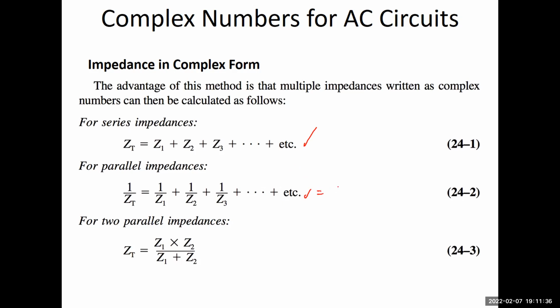Or, di ba? That is equal to Z sub T is equal to 1 all over 1 over Z sub 1 plus 1 over Z sub 2 plus 1 over Z sub 3 plus dot dot plus 1 over Z sub n. And also, if we have only two parallel impedances, then we could make use of the product over sum method.